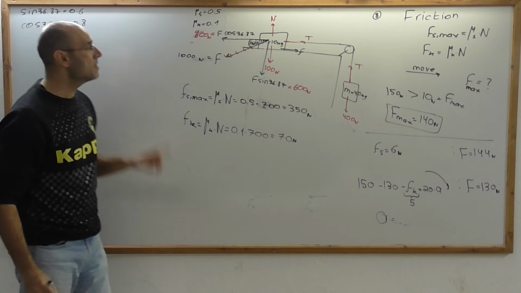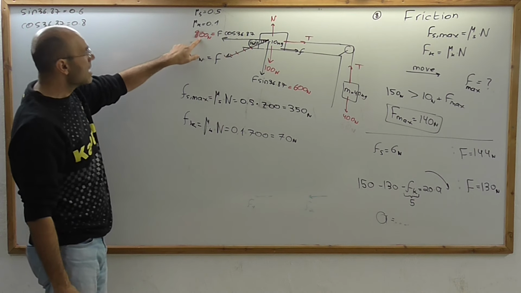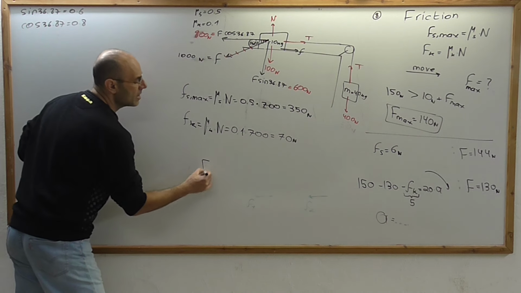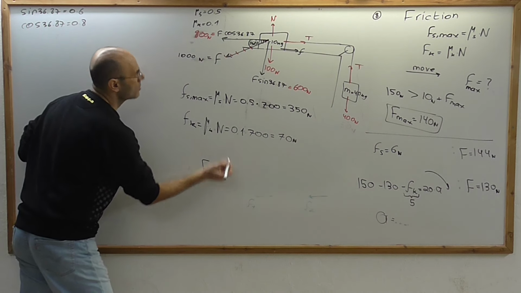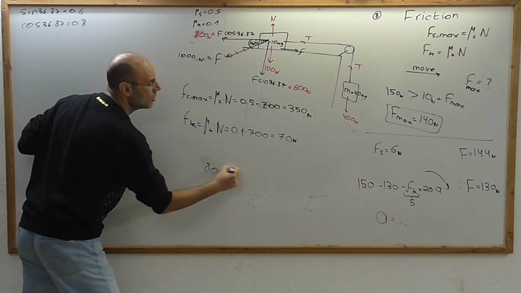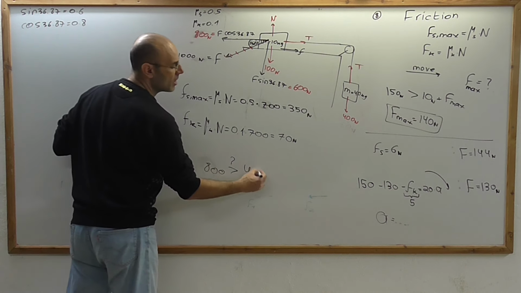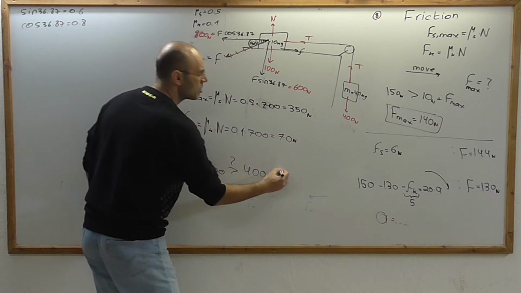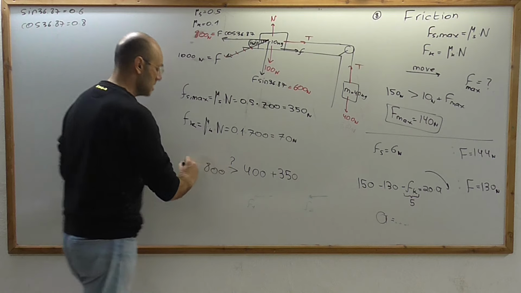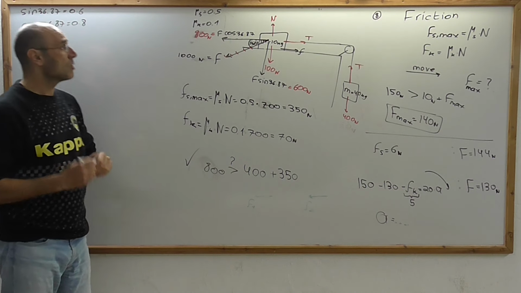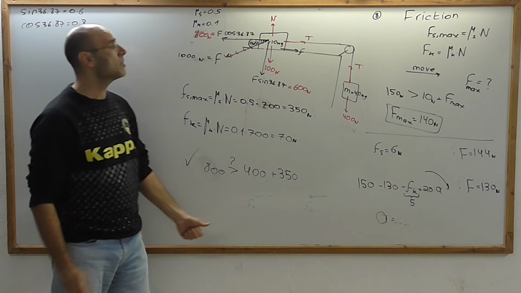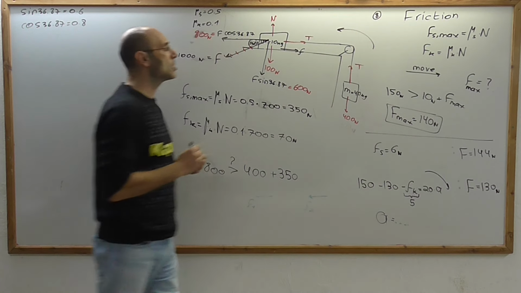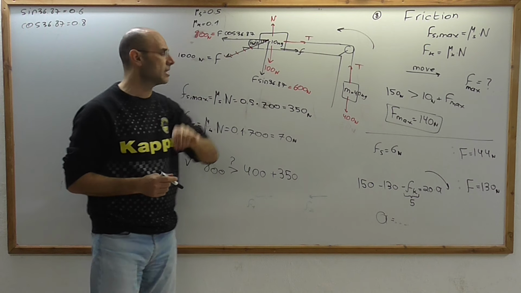Now we can ask ourselves what will happen. Does 800 overcome the 400 plus the maximum friction force that can be, which is 350? Yes, it does. And now that we know that it does, this system will accelerate that way. And the friction will not be static, it will be kinetic.